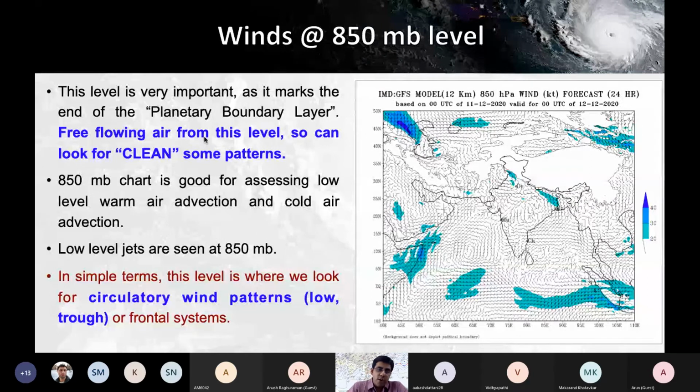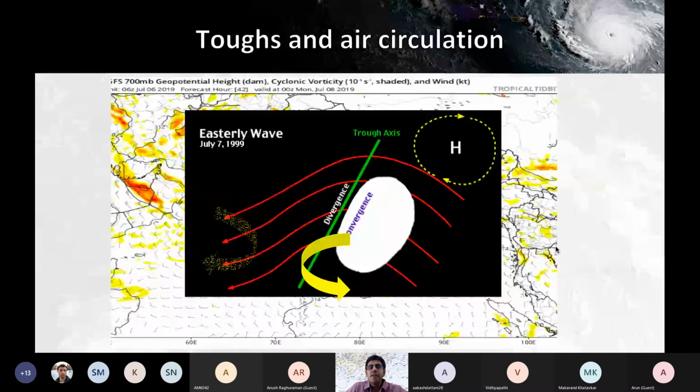What do I look for at 850 millibar? I look for these circulatory patterns. I look for trough patterns, whether the wind is dipping down or not. If you see here, this is for the 12th. The northeast monsoon season is very active now, but you don't see it. You see that the westerly winds are moving almost in a straight pattern, and there is no troughing of these winds. That's why around the 11th and 12th of December there was not much northeast monsoon activity, because you don't see this kind of pattern.